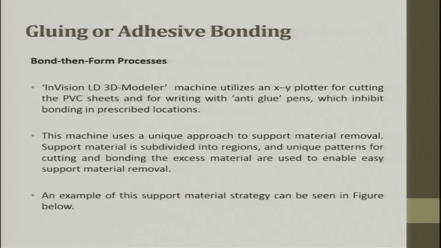InVision LD 3D modeler machines utilize an XY plotter for cutting PVC sheets and for writing with anti-glue pens, which inhibit bonding in prescribed locations. So PVC sheets and anti-glue pens are used, and then you get the information. This machine uses a unique approach to support material removal. Support material is subdivided into regions, and unique patterns for cutting and bonding the excess material are used to enable easy support removal. An example of this supporting material strategy can be explained in the figure.